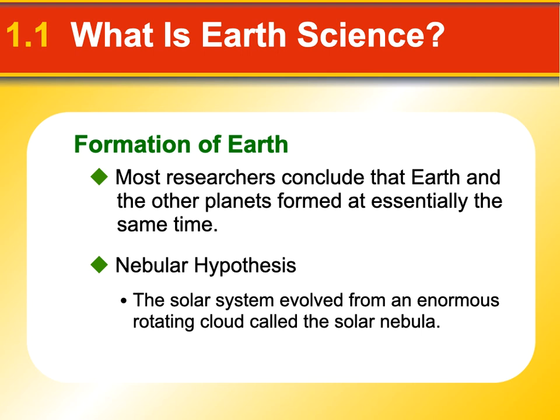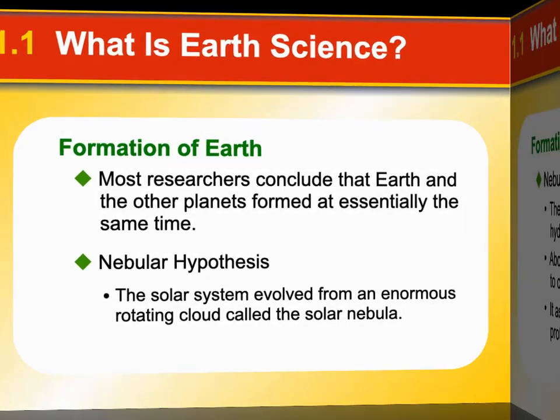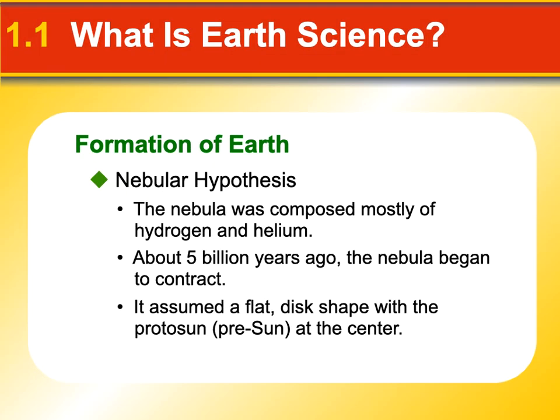So that's what started forming our star, the sun, and then the planets were kind of like the leftovers from the star is what became the planets as it formed. So let's go a little bit deeper here. The nebular hypothesis tells us that this nebula, which is just gas and dust, was mostly hydrogen and helium.